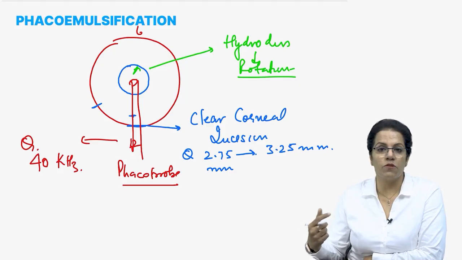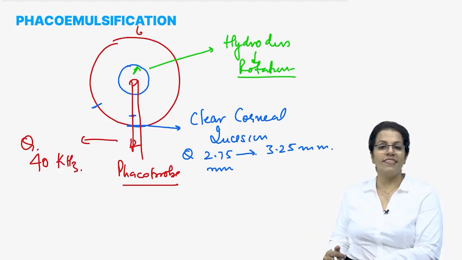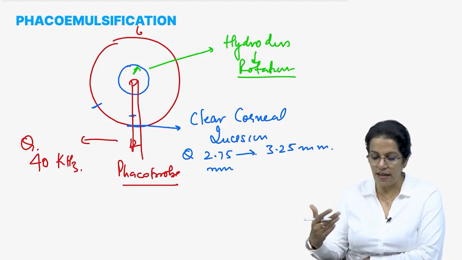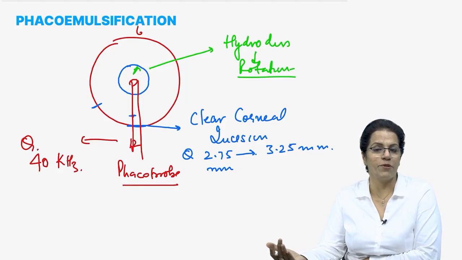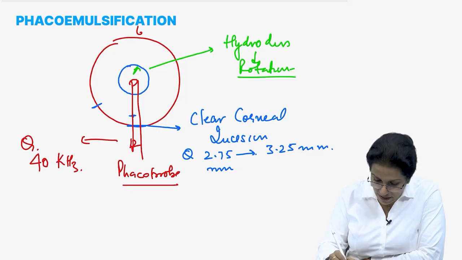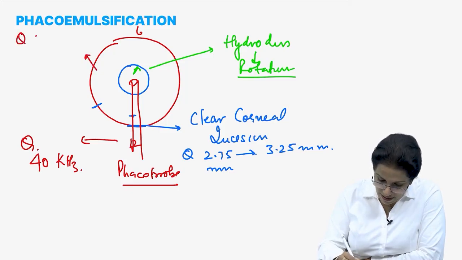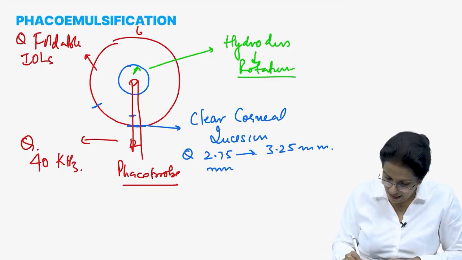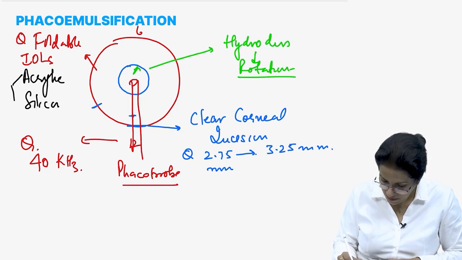And after this, of course, I cannot put the normal PMMA lens. The non-foldable lenses are made up of polymethyl methacrylate. This is again an exam question, but we don't put a normal PMMA. What we will put? Foldable IOLs. They ask you in the exam, foldable IOLs are made up of, we will answer, acrylic and silicone. Most common is acrylic.